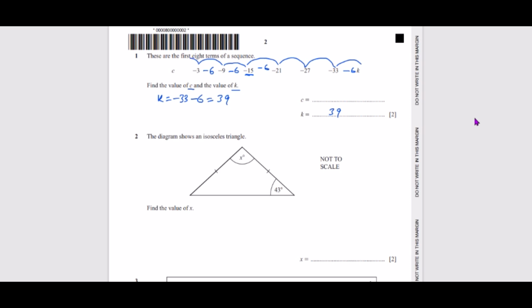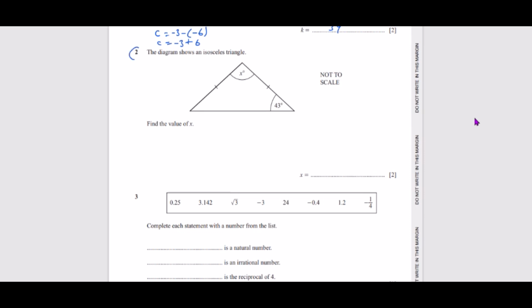And now add -6 to these values here, so C is equal to the first value minus this value, -3 - (-6), so C is equal to -3 plus 6, so C is equal to 3.